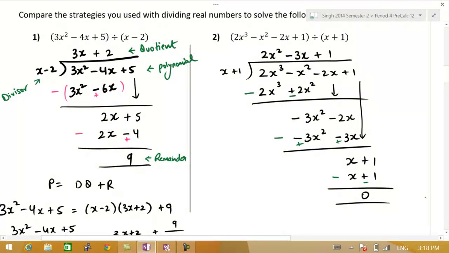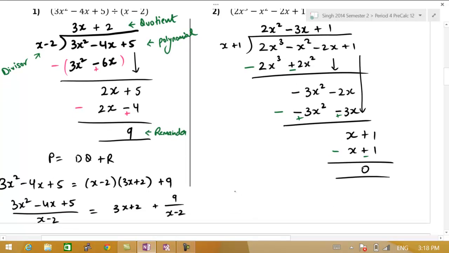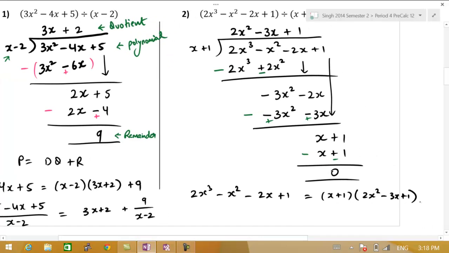We've got that example done. We'll just go ahead and write the answer in proper form in a division statement. So again, I can say this time the remainder is 0, so I can say 2x cubed minus x squared minus 2x plus 1 equals x plus 1 times 2x squared minus 3x plus 1. Okay, so that's what it works out to, but there's no remainder, so there's nothing going to be added to that over there.